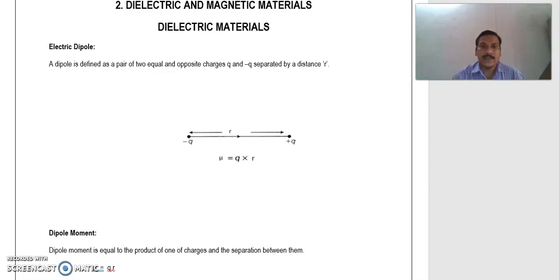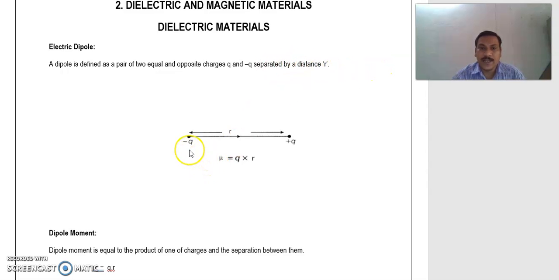Today, I discuss the dielectric properties of the materials. First, we discuss the fundamental definitions of the dielectric materials. The first one, electric dipole. A dipole is defined as a pair of two equal and opposite charges q and minus q separated by a distance small r.